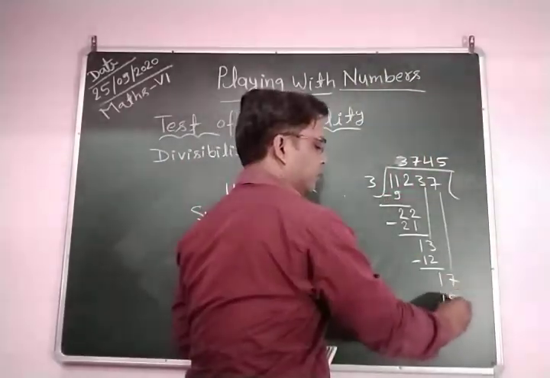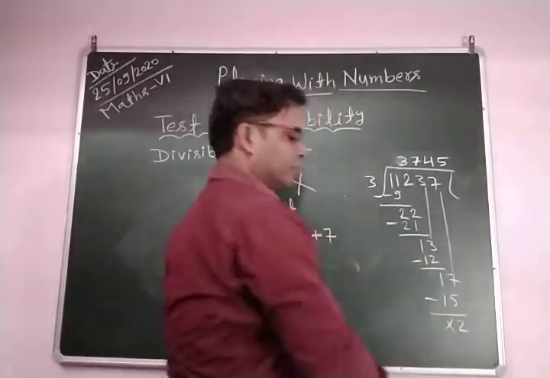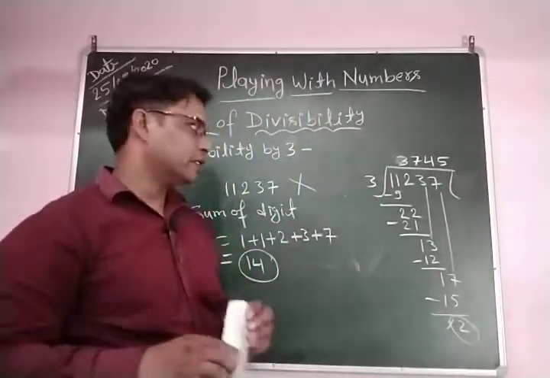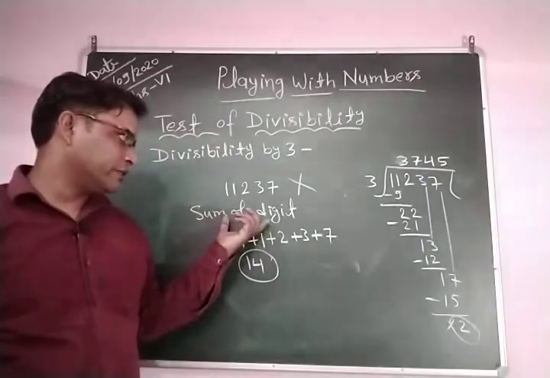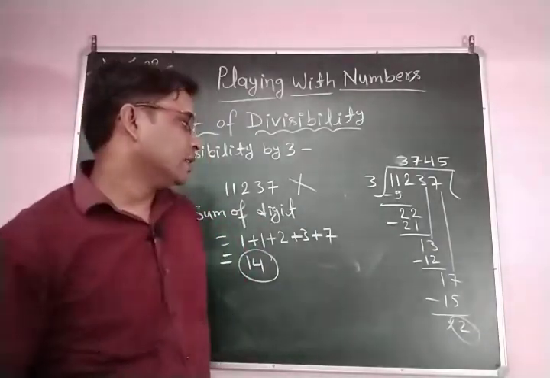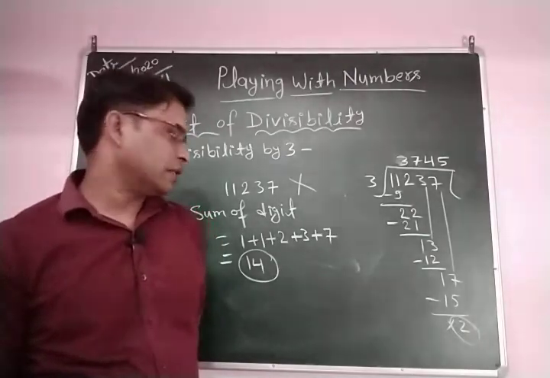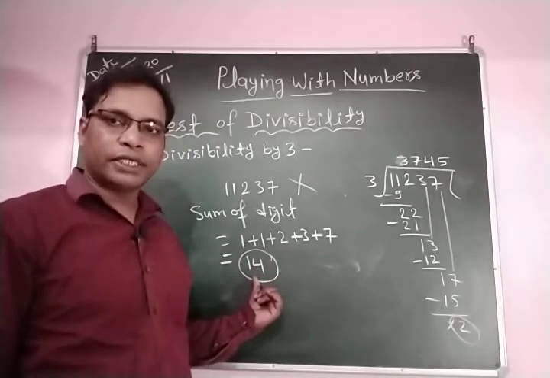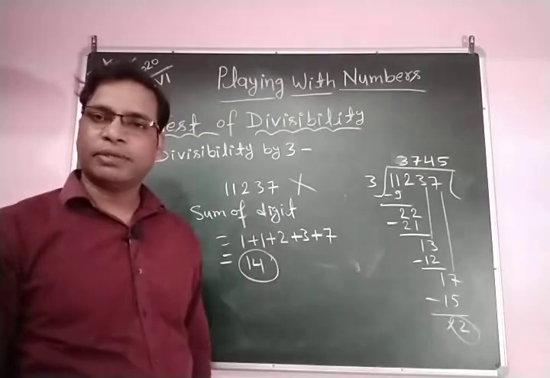So we take 3 fives, which is 15. You subtract them, and then nothing is left but 2. The remainder is 2 here, not 0. If the remainder is 2, then you can say this number is not divisible by 3. According to the divisibility test of 3, if the sum of digits is divisible by 3, then the whole number is divisible by 3. But in this case, the sum of digits is 14, and 14 is not divisible by 3. Then 11,237 is not divisible by 3.